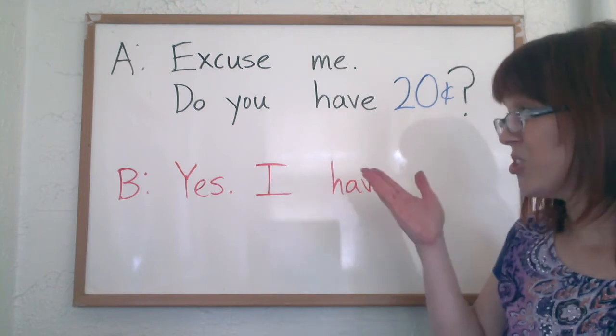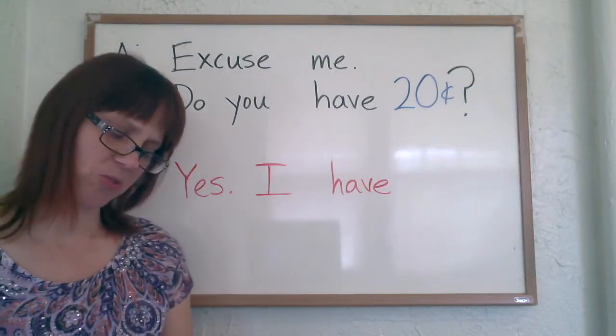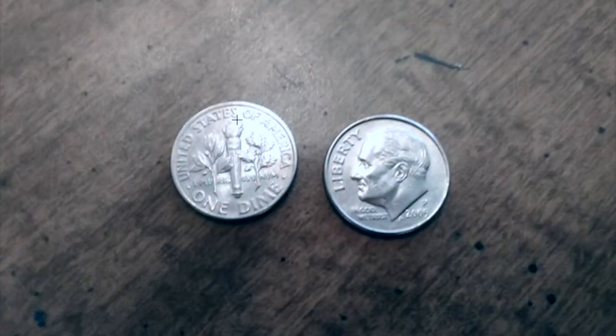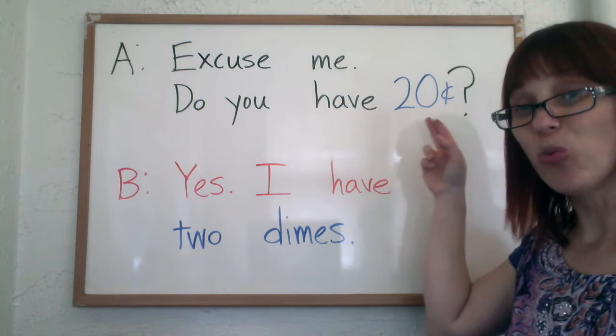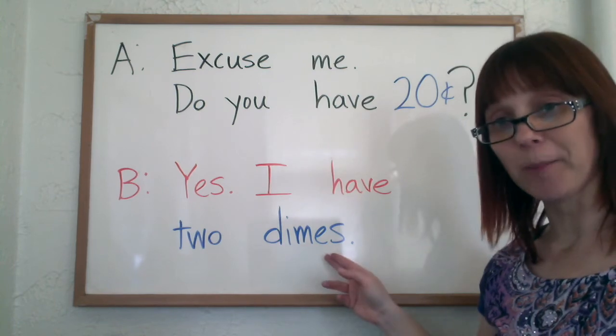Excuse me, do you have 20 cents? Yes, I have 2 dimes. Here is a dime. A dime is 10 cents. And a dime, 10 cents. 10 plus 10 is 20. Excuse me, do you have 20 cents? Yes, I have 2 dimes.